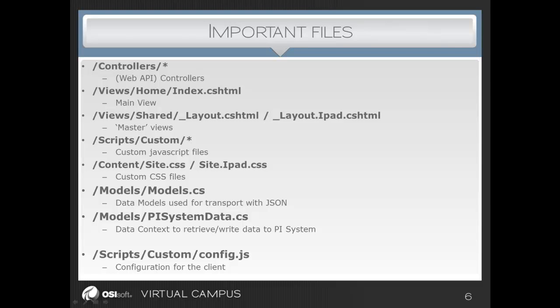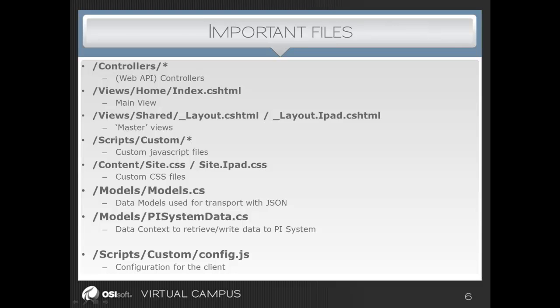In terms of models, in terms of serving up the data, two important files. There's one file in the models folder called models.cs that really has the data models, so the data containers that are being serialized to JSON by the MVC4 engine. And there's also a PySystemData.cs file, which basically is the interaction through AF SDK with the PySystem.